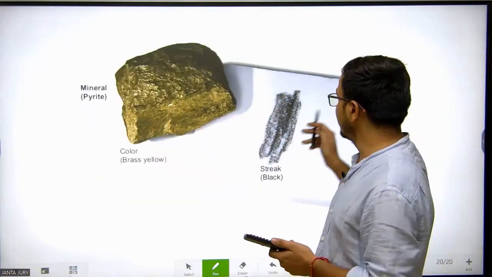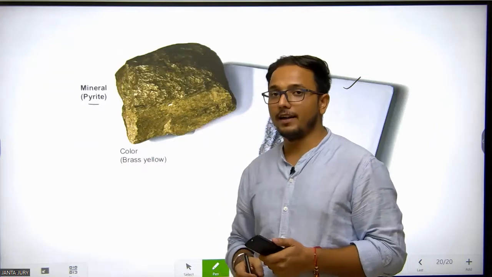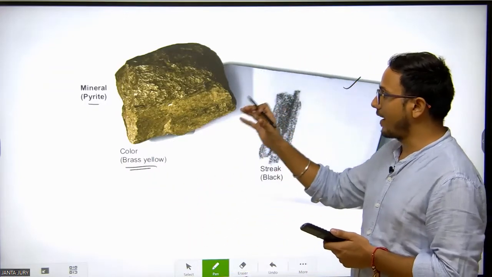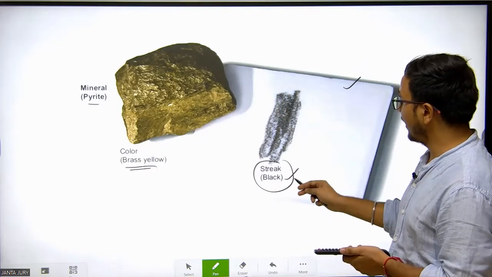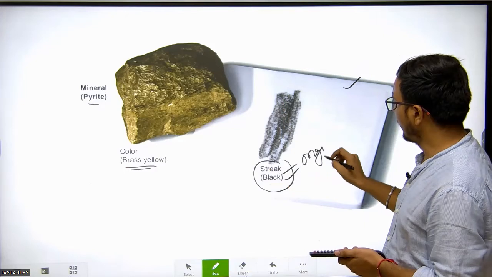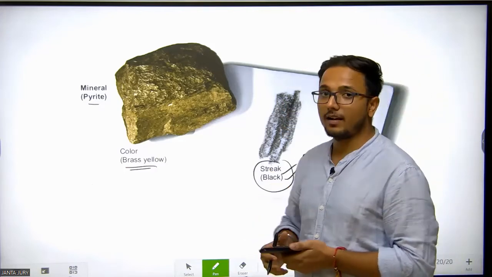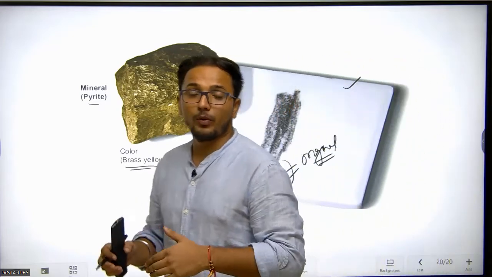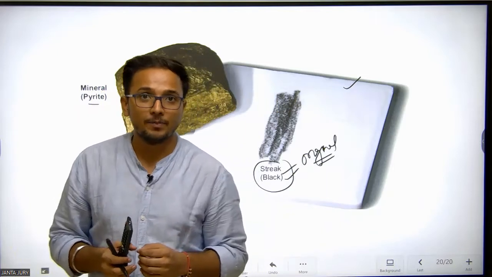Now this is an example. This is a streak plate, and you will notice here the mineral pyrite. It has a brass yellow color, but whenever this brass yellow pyrite is rubbed on the streak plate, it gives a black color. So that means its original color is black. This is how we can use these properties, and they are used by mineralogists to identify the minerals.